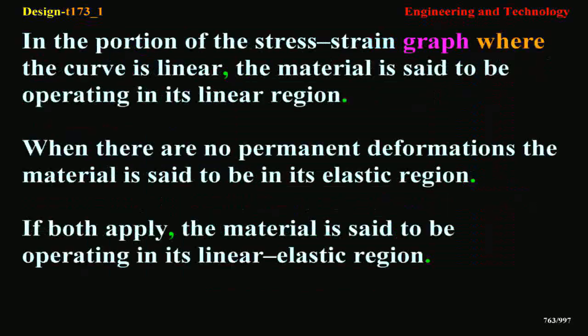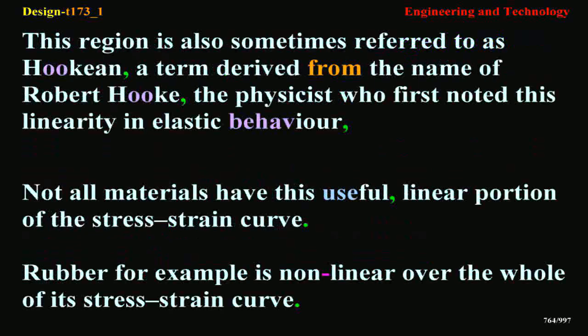In the portion of the stress-strain graph where the curve is linear, the material is said to be operating in its linear region. When there are no permanent deformations, the material is said to be in its elastic region. If both apply, the material is said to be operating in its linear elastic region. This region is also sometimes referred to as Hookean, a term derived from the name of Robert Hooke, the physicist who first noted this linearity in elastic behavior.